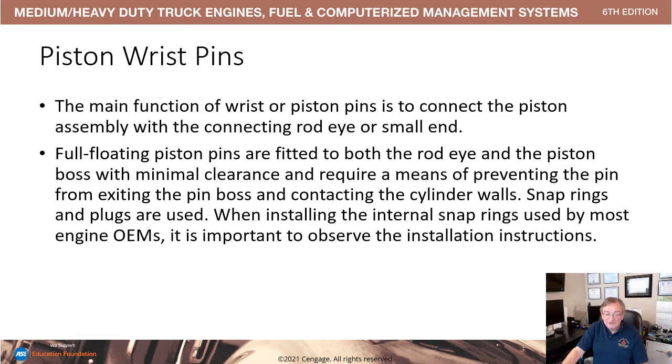Piston wrist pins. The wrist pin, or the piston pin, connects the piston to the assembly with the connecting rod small end. Full floating pins are fitted into both the rod eye and the piston boss with minimal clearance. This requires a means of preventing the pin from exiting the boss and contacting the cylinder wall. Snap rings and plugs are common. When installing internal snap rings, used by most OEMs, it's important to observe the installation instructions, and the gap of the snap ring generally has to face down.